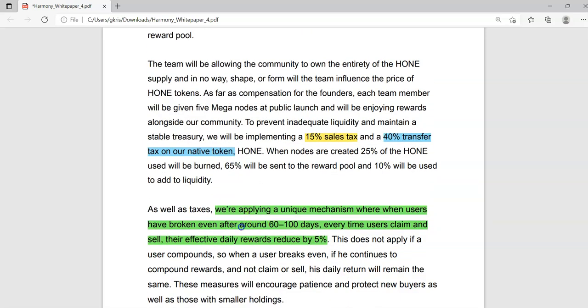Okay, next, another thing, and this is very interesting. If you see here, we are applying a unique mechanism where users have broken even after around 60 to 100 days, whatever it is. Every time users claim and sell, their effective daily reward reduces by 5%. So they do have this decaying reward rate. That means the reward rate goes down. And the good thing is they're letting you make your initial ROI. After you have your initial ROI, then whenever you claim after that, it is going to be reduced by 5%.